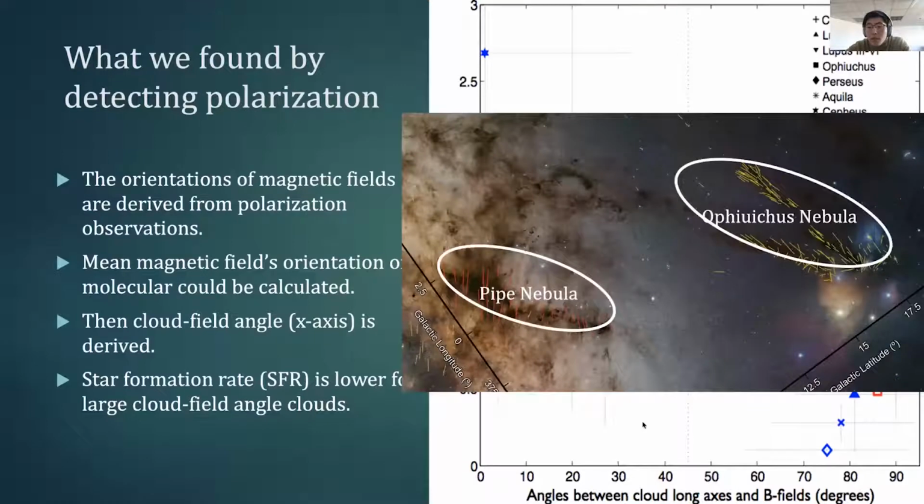This result agrees with the former cases we mentioned. Look at Pipe and Ophiuchus. The red bars are the direction of magnetic fields of the Pipe Nebula, and the yellow ones are the magnetic fields of Ophiuchus. We can see for Pipe, the magnetic fields are actually perpendicular to the cloud, and for Ophiuchus, the magnetic fields are aligned with the cloud. And this might be the main reason why such clouds are so different in star formation.